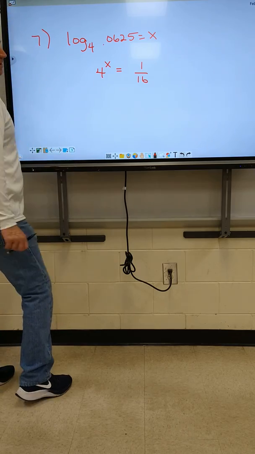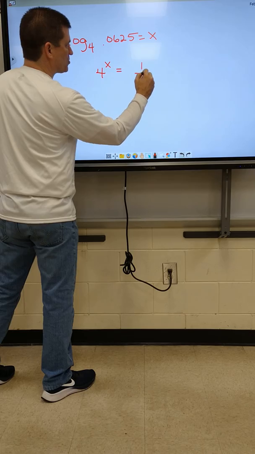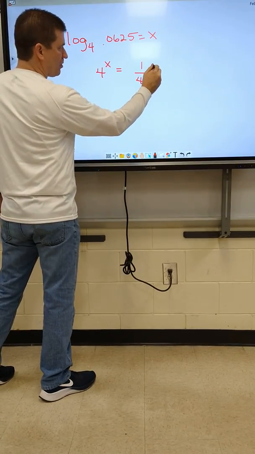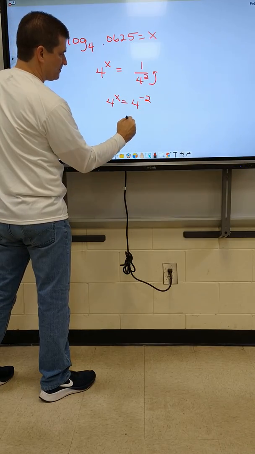Alright, so 16, replace that with 4 squared, right? Because we gotta make them the same number. What's gonna happen with 4 squared when I move it up? It'll be a negative, so my answer is -2.